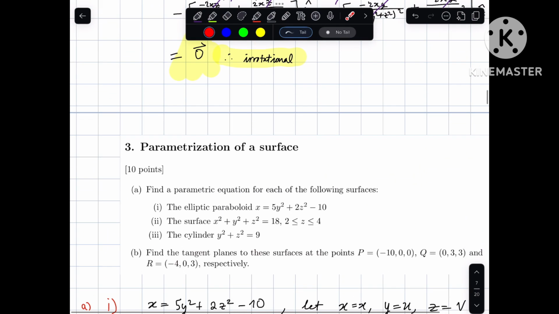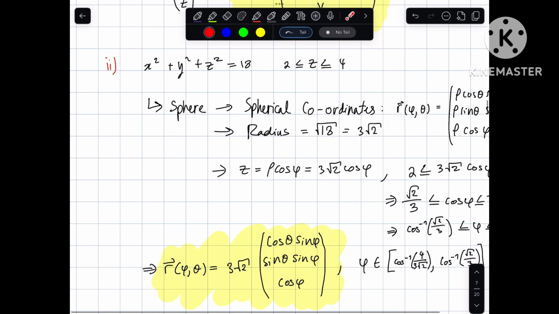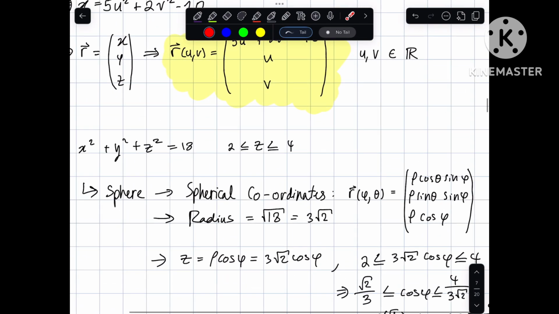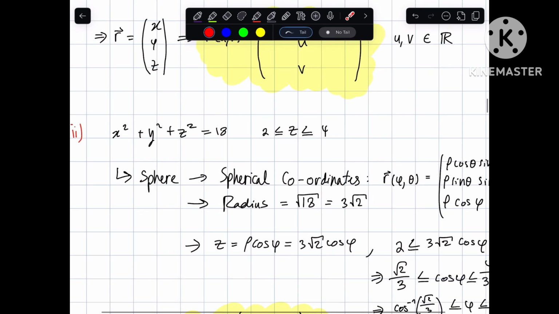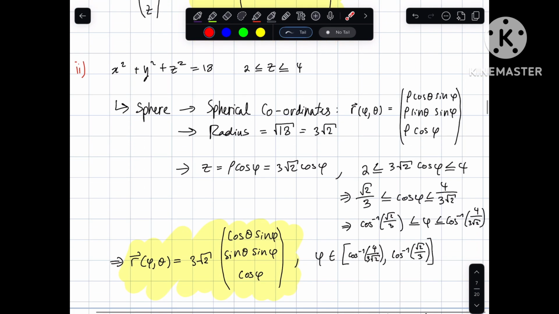In the next one, it's saying the surface x squared plus y squared plus z squared equals 18. If you look at that, it looks exactly like the equation for a sphere with a radius of root 18. So what you could do is just straight up use spherical coordinates. Please remember how to use spherical coordinates.